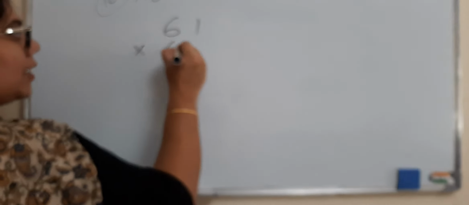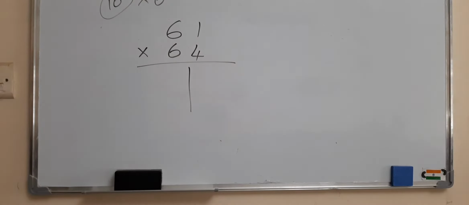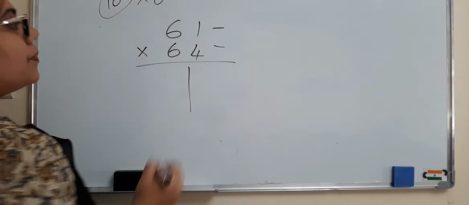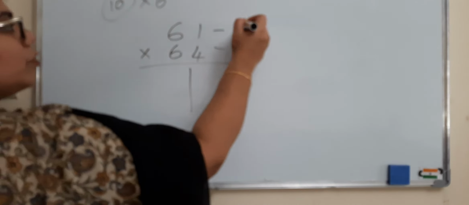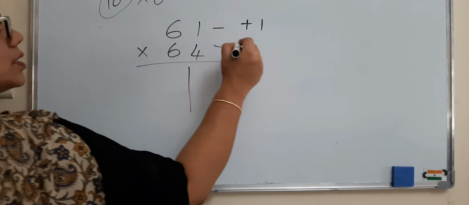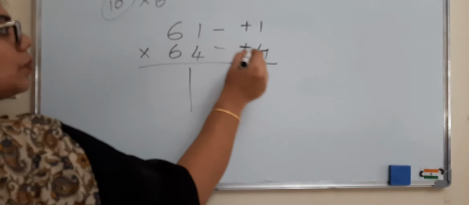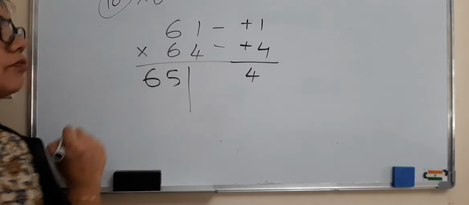We started with that, right? So how will you do it now? Can you try now? Okay, try it. Okay, now see how to do it. So 61 minus 60 is plus 1. 64 minus 60 is plus 4. What is 4 into 1? 4. Now 61 plus 4 is 65, 64 plus 1 is 65. So that will be the first part.